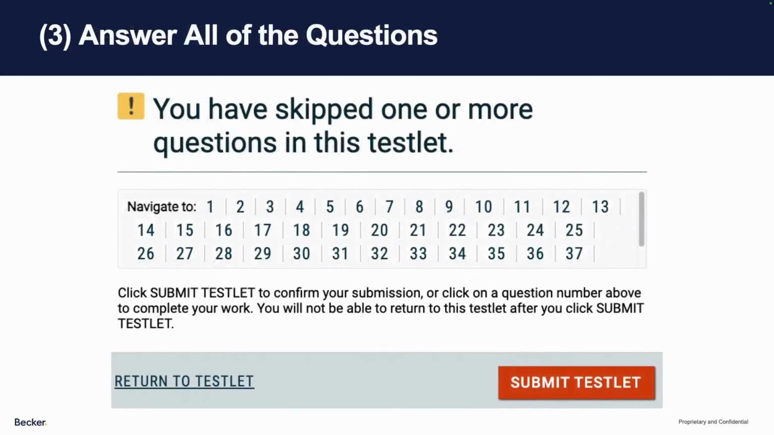Third, this one's easy. Answer them all. Whenever you complete a testlet on the CPA exam, if you haven't answered all the questions, you'll get this warning. It'll say, hey, you've skipped one or more. That should never happen. There is no downside to answering a question, even if it's a complete guess, because the exam is positively graded. In other words, correct answers add to your score.